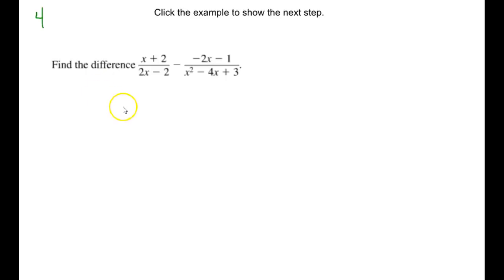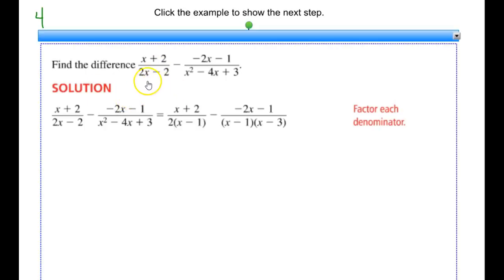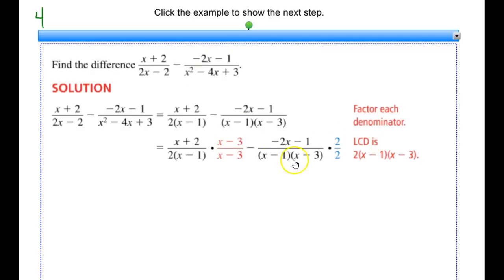This is example number 4. The first thing I want to do is factor each denominator. I notice I can get a 2 out of both of those terms, so it becomes 2 times the quantity x minus 1. This denominator can factor to x minus 1 times x minus 3. My numerators haven't changed at all. So first I factor, then I'm going to find my least common denominator, which has a 2, this x minus 1, which is common, and then an x minus 3. Now I have to figure out what each fraction is missing, and multiply by that. My first fraction I multiply by x minus 3 over x minus 3, and my second fraction I multiply by 2 over 2.